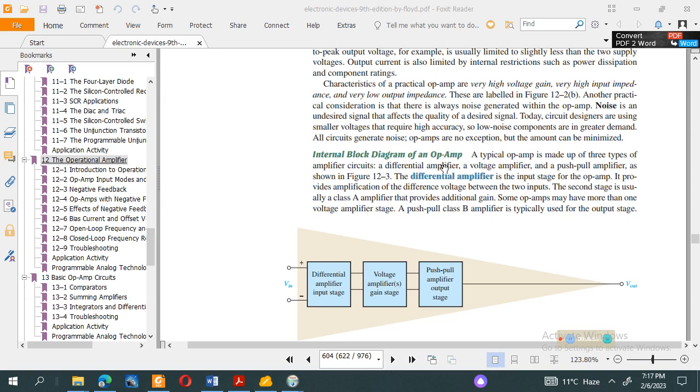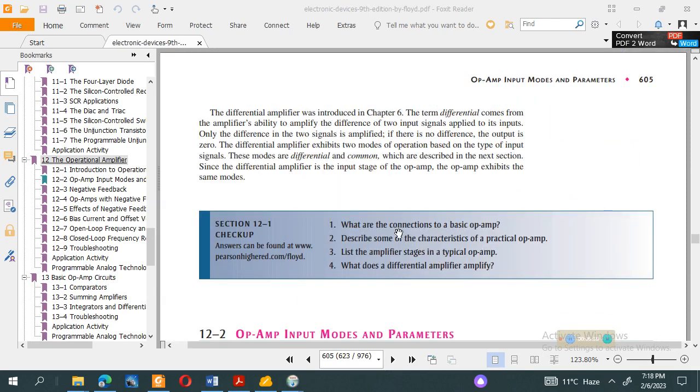The first, the differential amplifier, is the input stage of the operational amplifier. It provides amplification of the difference voltage between the two inputs, meaning it provides a large difference of the input voltage. The second stage is usually a class A amplifier that provides additional gain, meaning it further amplifies the input voltage. And the third one, a push-pull class B amplifier, is typically used for the output stage, to deliver the output voltage.